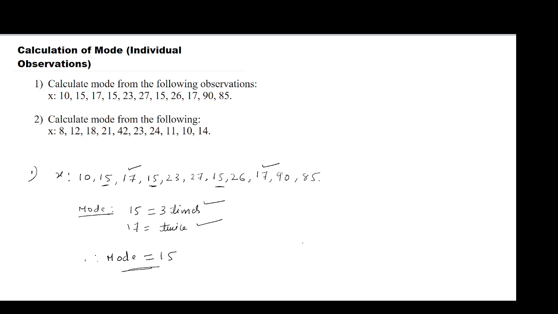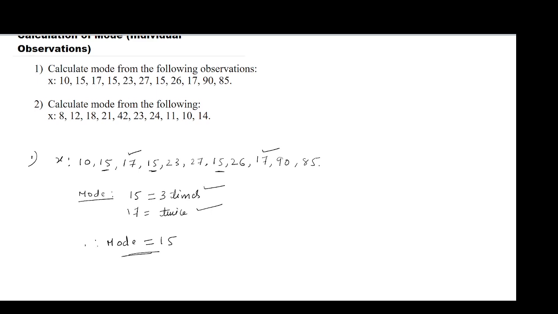So first we have to check which numbers are repeated, write down how many times they are repeated, then find out the number which is repeated maximum number of times. In our case 15 and 17 are repeated, 15 is repeated 3 times and 17 is repeated only 2 times. So therefore mode is equal to 15. This is a very simple calculation.